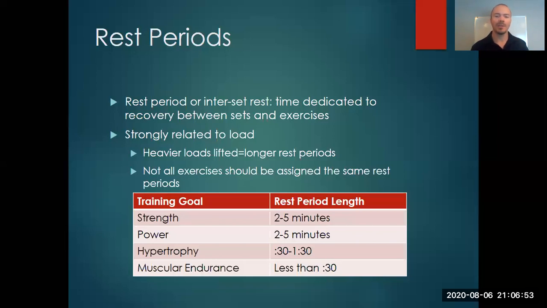Well, why do we want to go less than 30 seconds in a rest period? Because we don't actually want the muscle to rest. We want the muscle to get punished, and we want those muscles to start holding more mitochondria within them, as well as more nutrients.